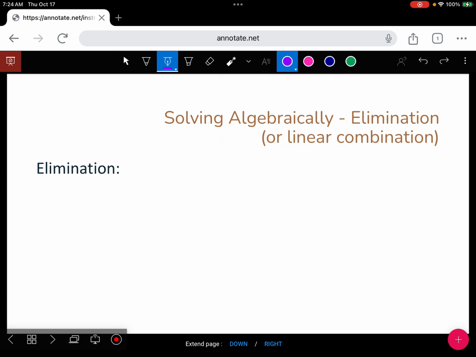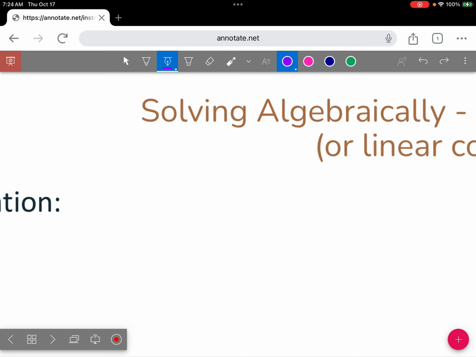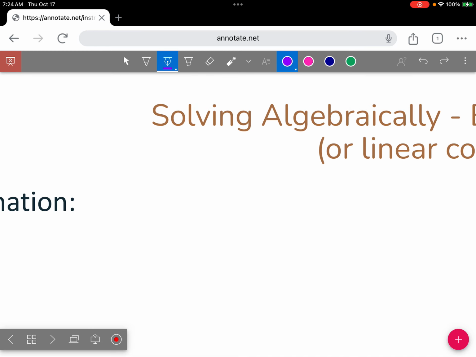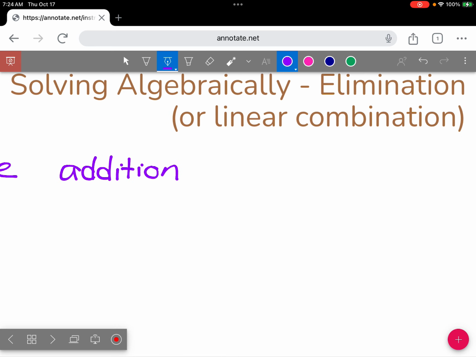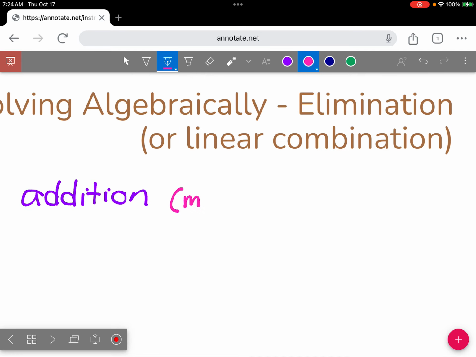So when we are going to be solving algebraically using elimination, we are going to be using addition, mostly. You can use subtraction, but I don't recommend it. I'm going to almost exclusively use addition. There's nothing wrong with using subtraction.